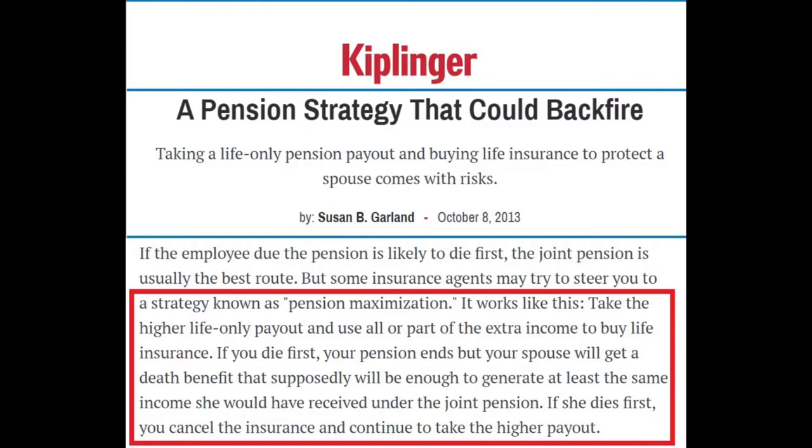This will require that you give up a survivor benefit for your spouse, but that's okay because the insurance agent will make up the difference with a life insurance policy and an annuity. Now, in order to understand the Pension Max, you really have to have a solid foundational understanding of what the normal pension election options are.